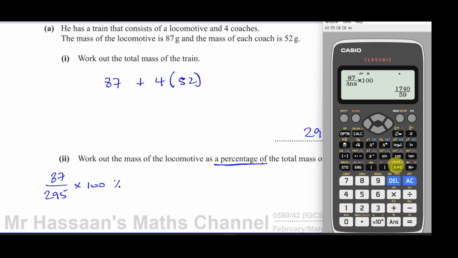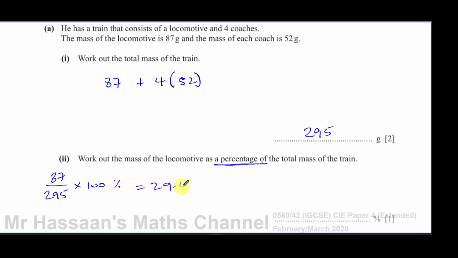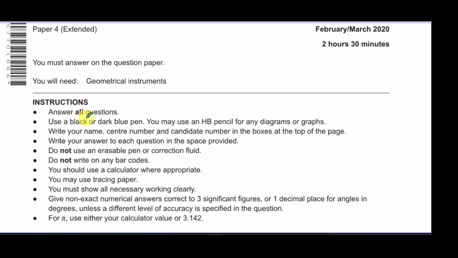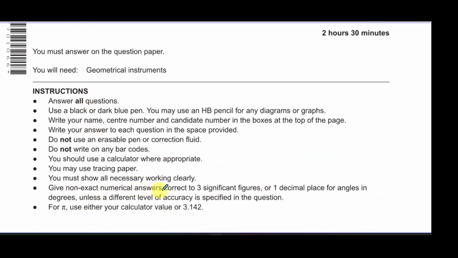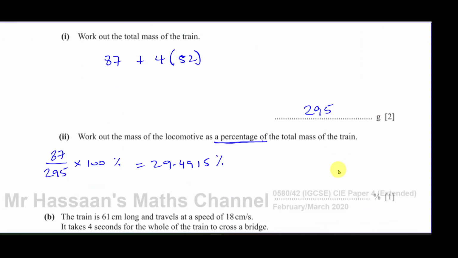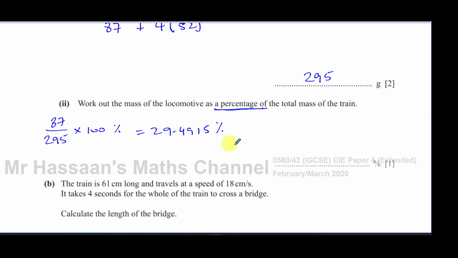Now that comes out as a decimal as 29.4915%. If it's not otherwise stated, as it is mentioned at the front of the paper, it says here, give non-exact numerical answers correct to 3 significant figures, or 1 decimal place for angles in degrees, unless a different level of accuracy is specified in the question. So that means if the answer is not exact, you should round to 3SF, and that's what we have to do here. We round to 3SF, so it's going to give you 29.5%.